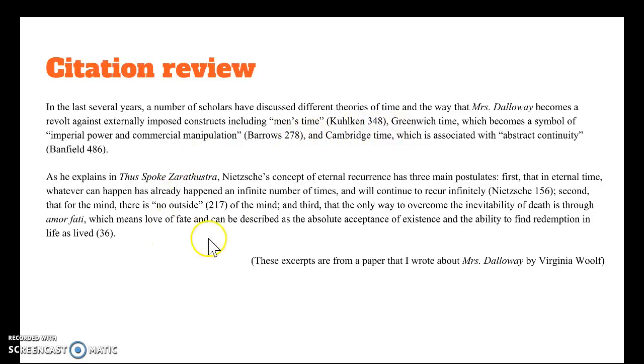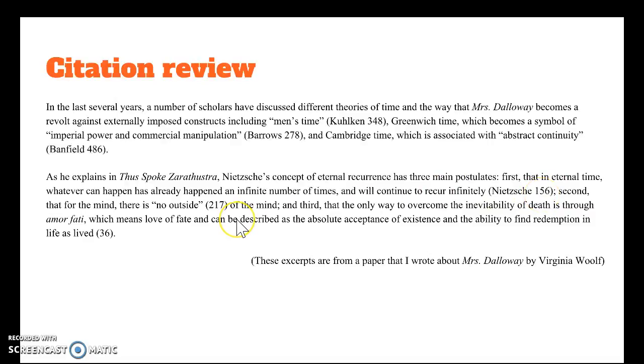In this next paragraph, which did not in the paper actually come right after this one, it says, as he explains in Thus Spoke Zarathustra, Nietzsche's concept of eternal recurrence has 3 main postulates. First, that in eternal time, whatever can happen has already happened an infinite number of times and will continue to recur infinitely. And that happened in a book by Nietzsche, page 156.